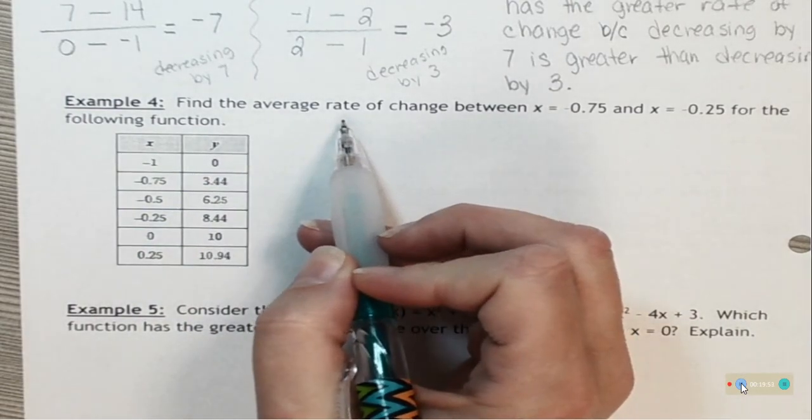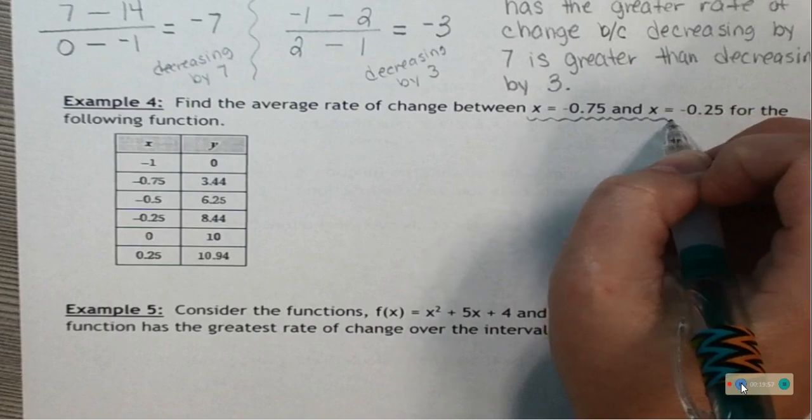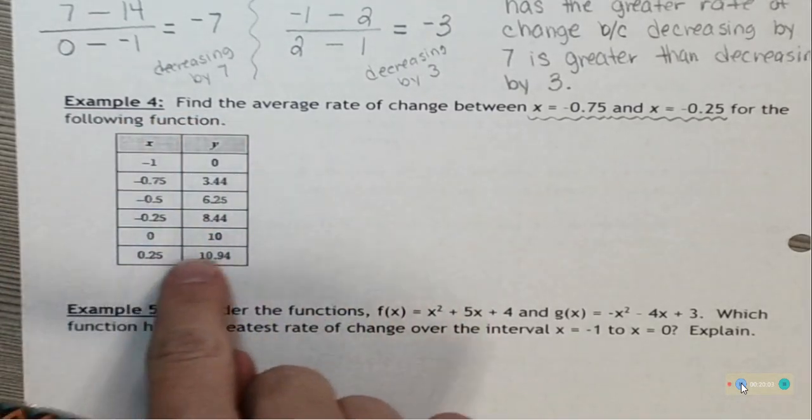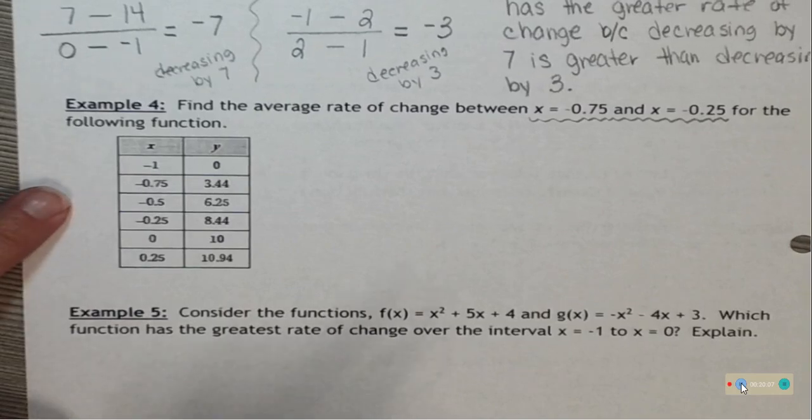Find the average rate of change between x equals negative 0.75 and x equals negative 0.25 for the following function. There's a whole bunch of numbers. What's the only x value that I really care about?